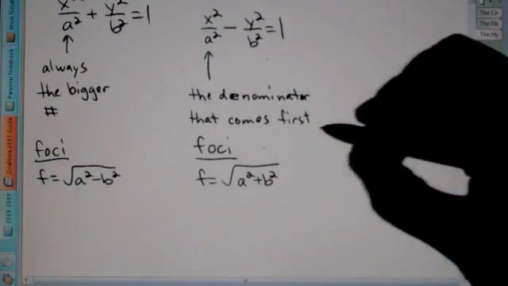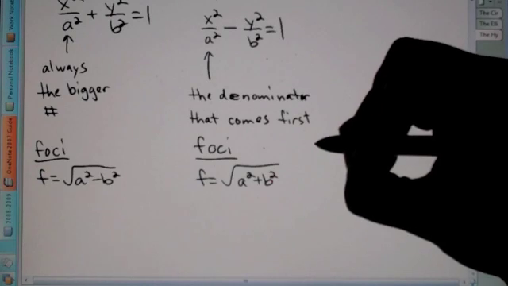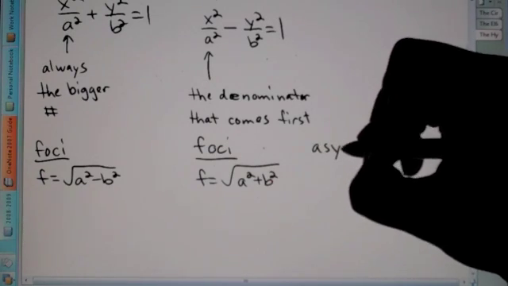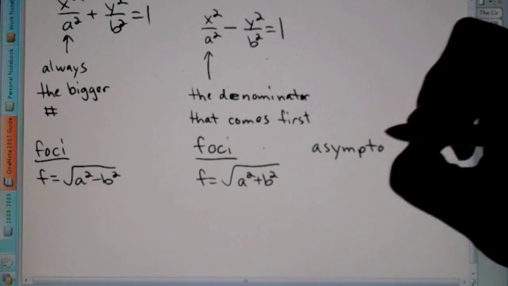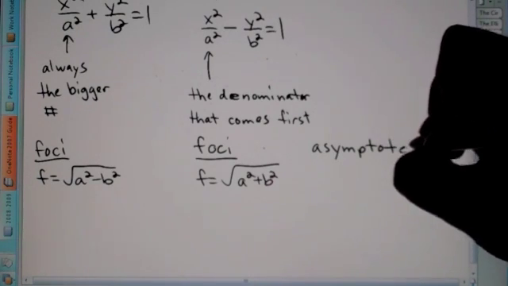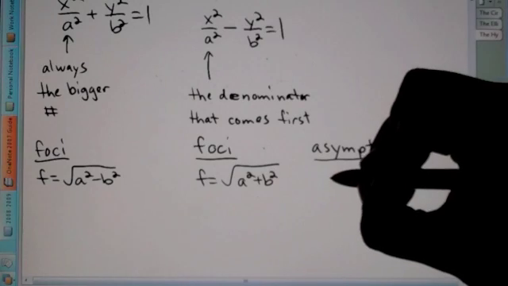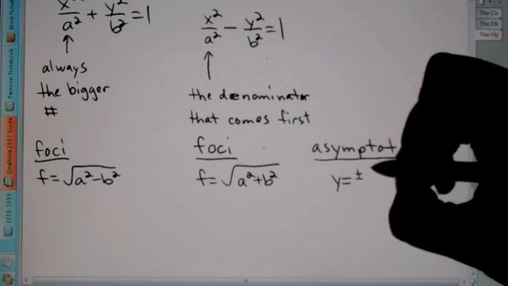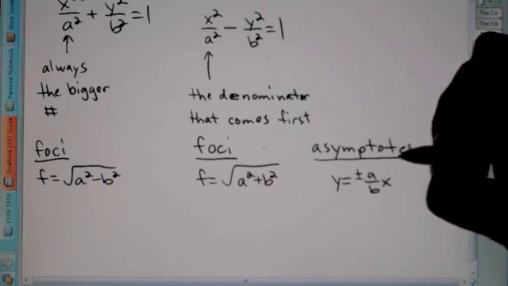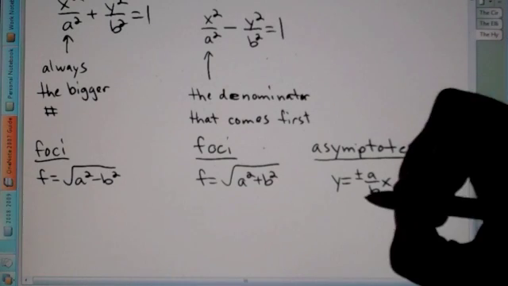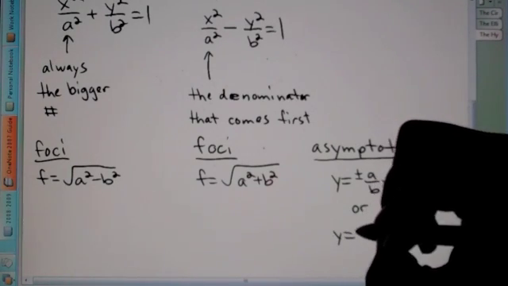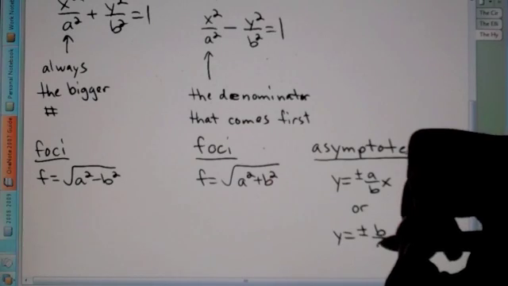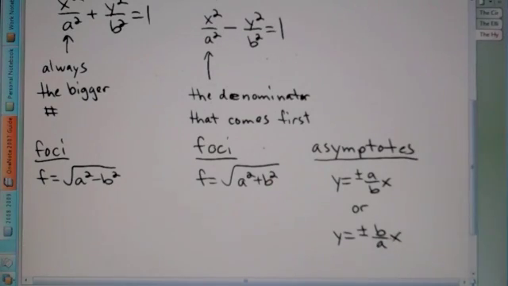And also, the one extra thing with a hyperbola are asymptotes. Ellipses don't have asymptotes. So there's going to be two equations. We're going to go over both. It's going to be y equals plus or minus a over b times x. These are the equations of the asymptotes, the lines. Or y equals plus or minus b over a times x.